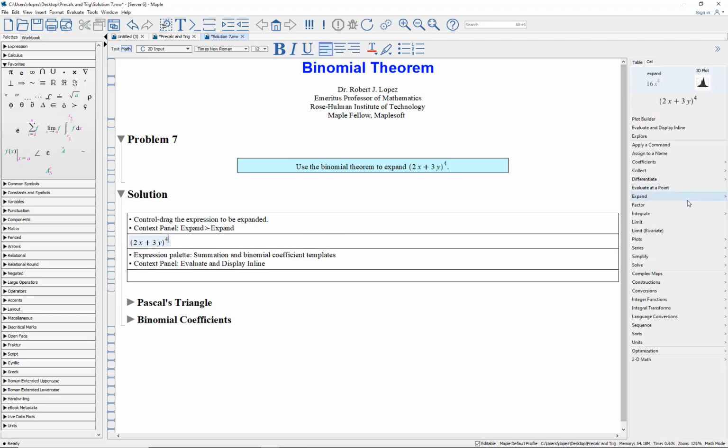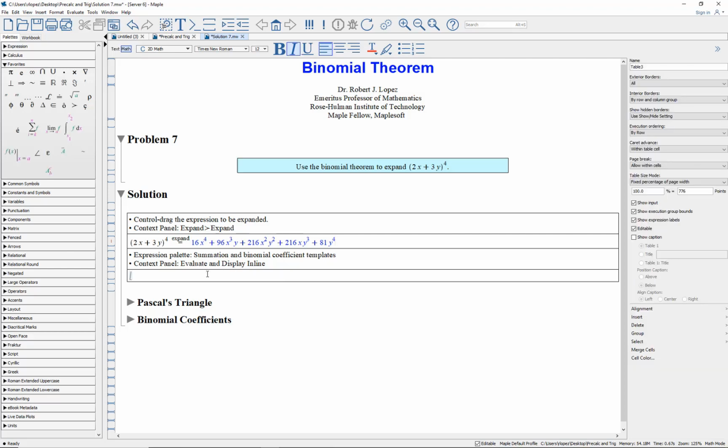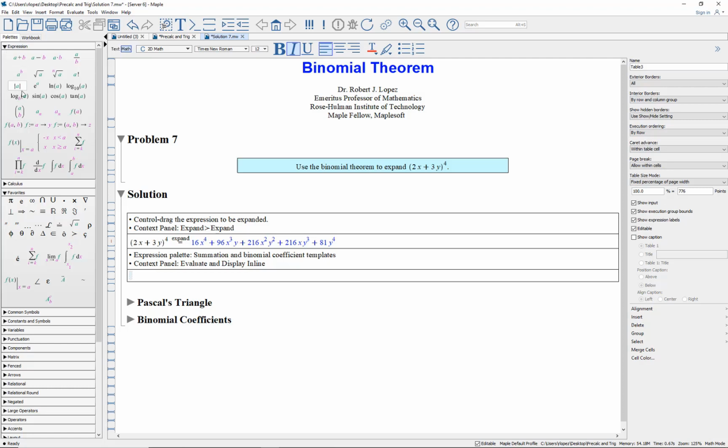So using the context palette, we'll do an expand. And this is what should happen if we apply the binomial theorem. Binomial theorem requires a sum. Now we have a sum operator here. It comes from the expression palette. The expression palette has it in here somewhere. There it is. Okay. Now I have it in my favorites palette.